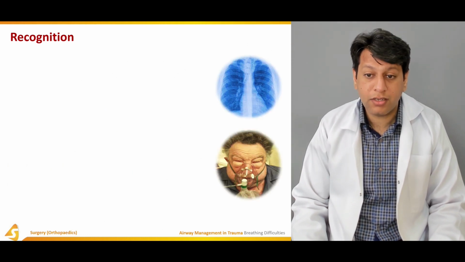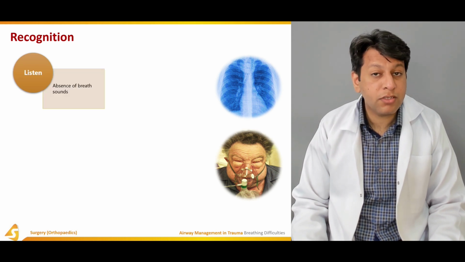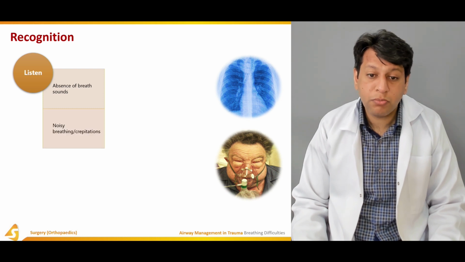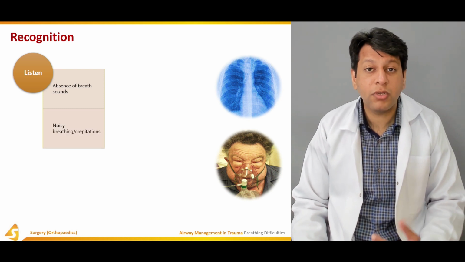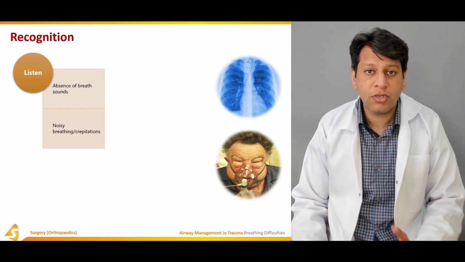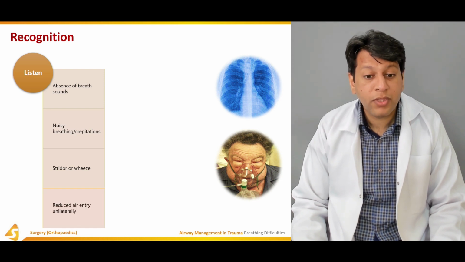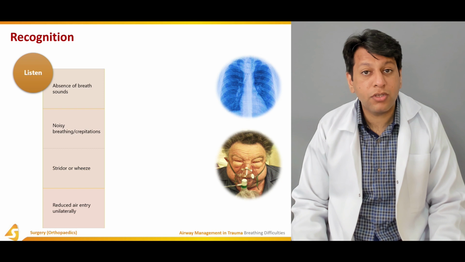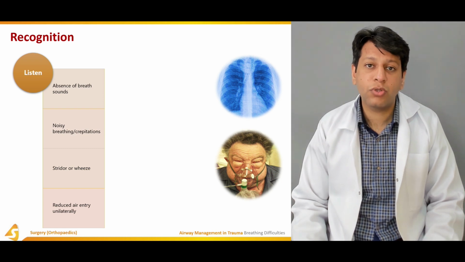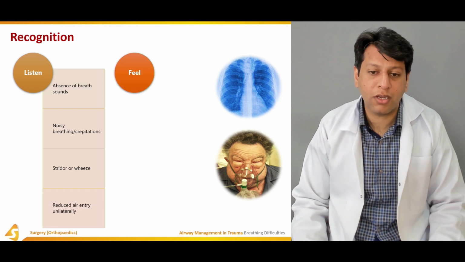Now, how to recognize them? Listen for absence of breath sounds. If the breath sounds are absent, most likely the pathology is on this side. If there's noisy breathing and crepitations, this could be due to laryngeal or pharyngeal trauma, or it could be due to pulmonary contusions as well. Whether stridor is present or not, and reduced air entry on the unilateral side. If there is reduced or absent air entry, this means the pathology lies on that side.